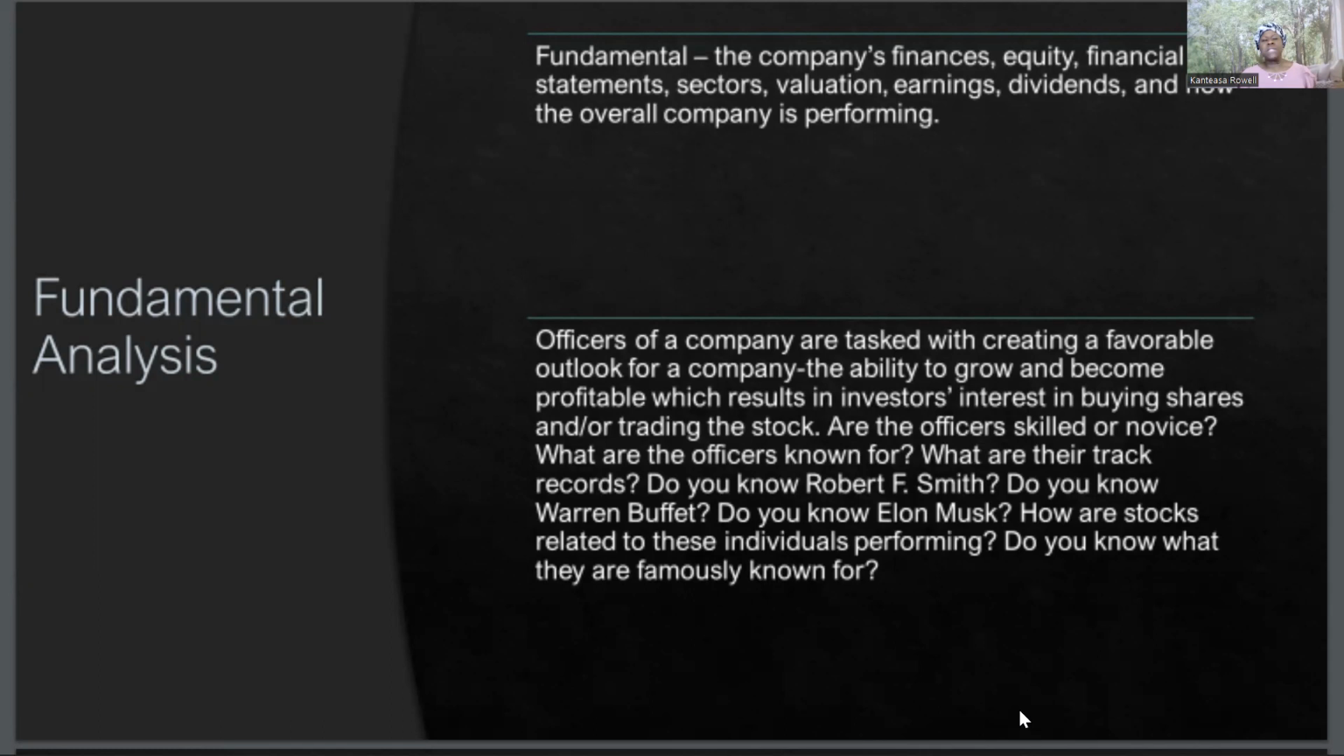There are some names that come to mind like Robert F. Smith, Warren Buffett, Elon Musk. What is Elon Musk currently in the news for? Absolutely, Twitter, for acquiring or being in the process of acquiring Twitter for all of those billions of dollars. And how are the stocks related to these individuals performing? Do you know what those individuals are famously known for? These are some names that you want to keep an eye out on.